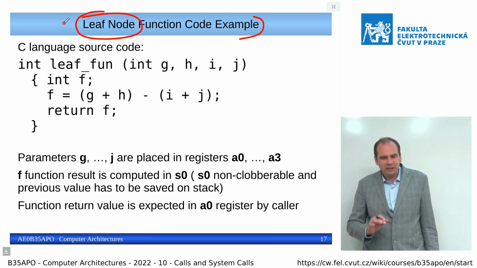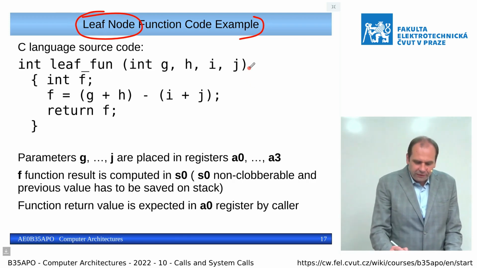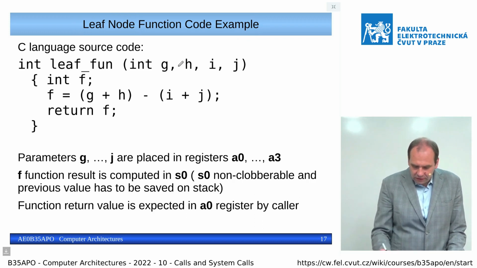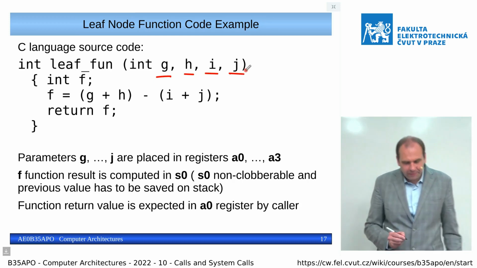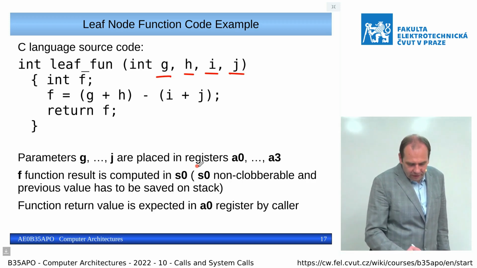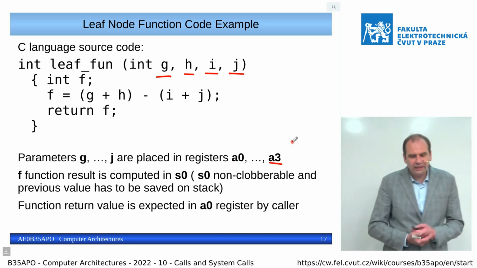If it is a function which doesn't call another function, then we do not need to take care, for example, about clobbering of the registers inside the function and so on. And in this case, the function has 4 arguments or 4 parameters, which are filled by 4 arguments, and they are placed, mapped to the registers A0 to A3, again according to the standard.